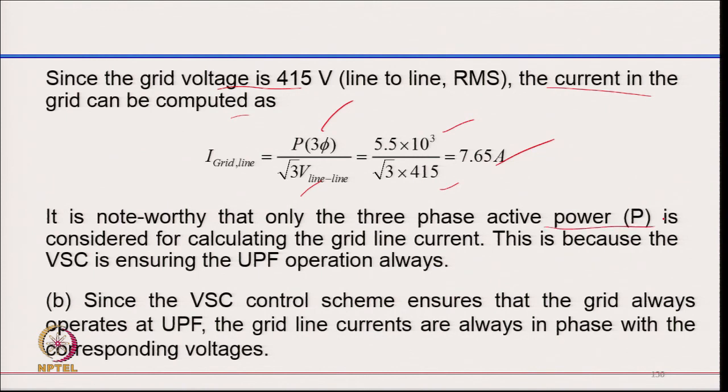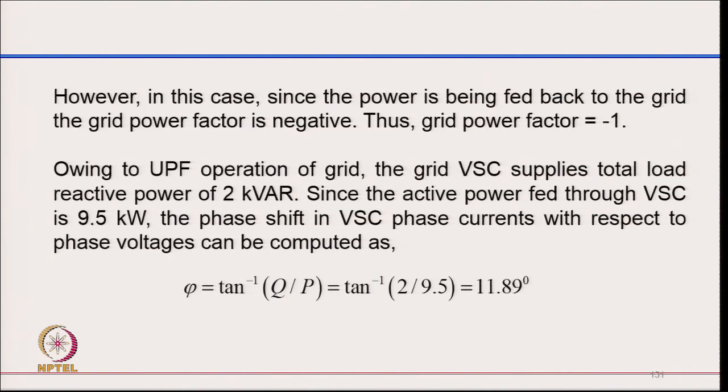It is noteworthy that only the 3 phase active power is considered for calculating the grid side line current, and this is because the voltage source converter is ensuring unity power factor operation all the time. And since the VSC control scheme ensures that the grid always operates at unity power factor, the grid line currents are always in phase with the corresponding phase voltage. However, in this case, since the power is being fed to the grid, the grid power is negative, so the power factor will be -1.